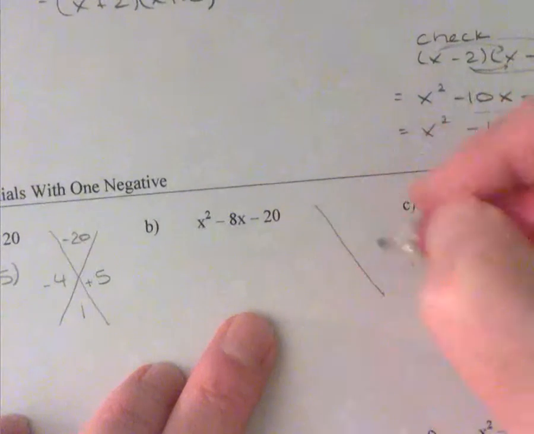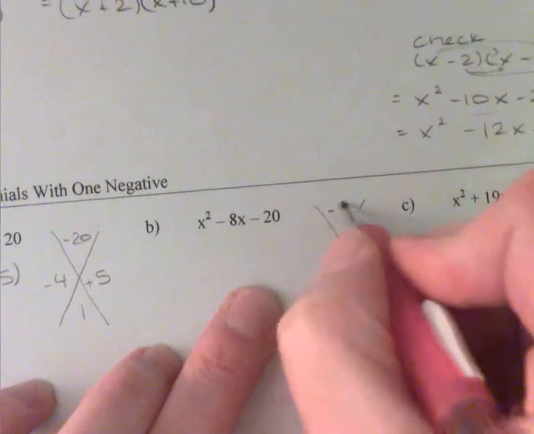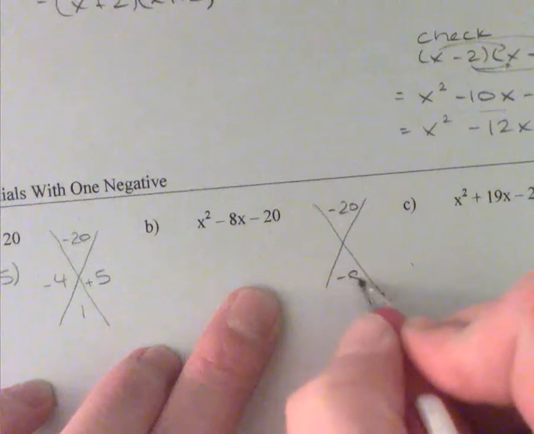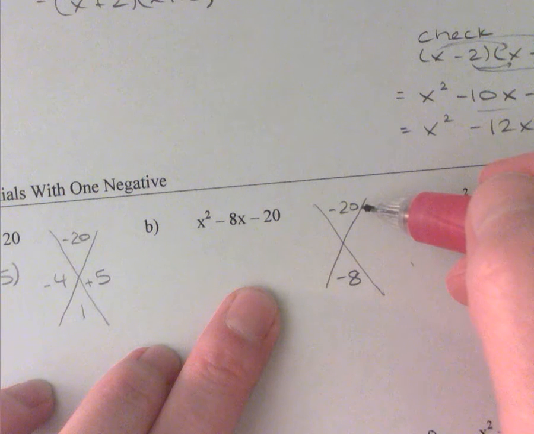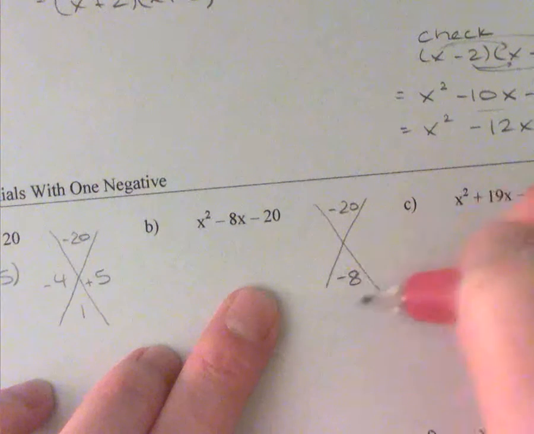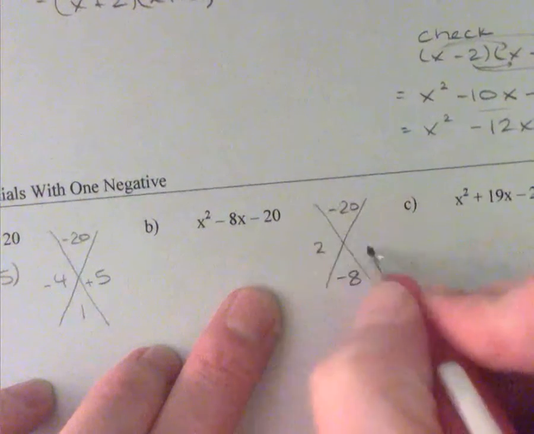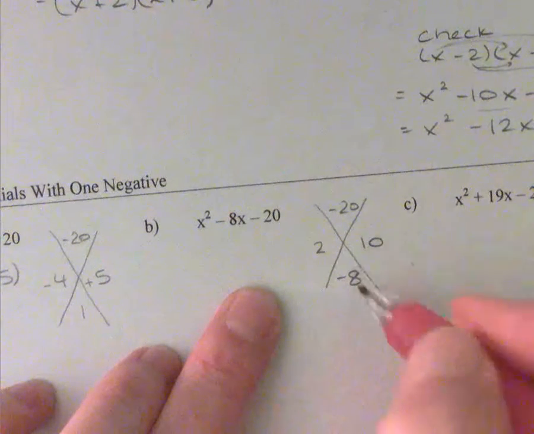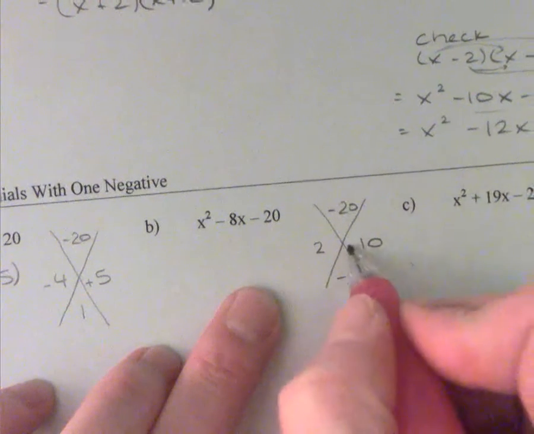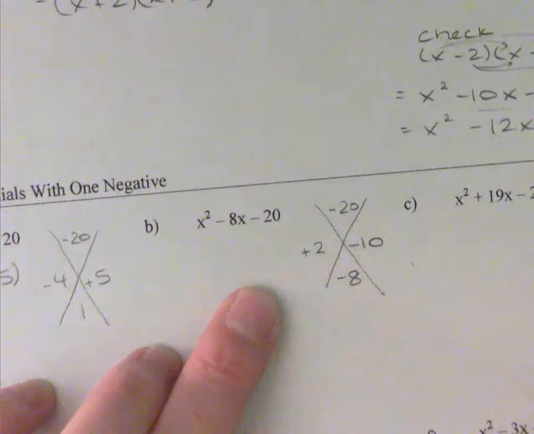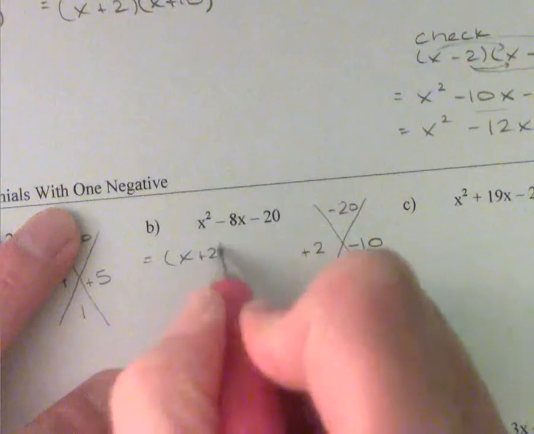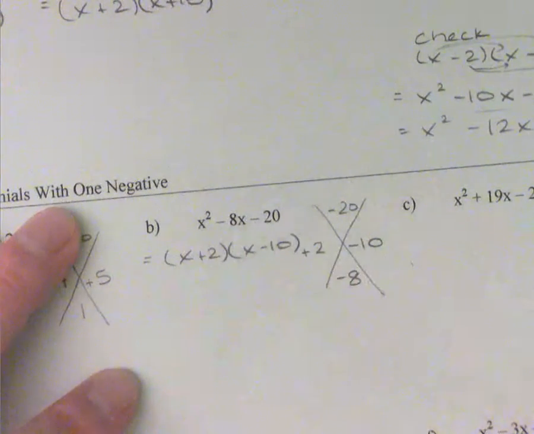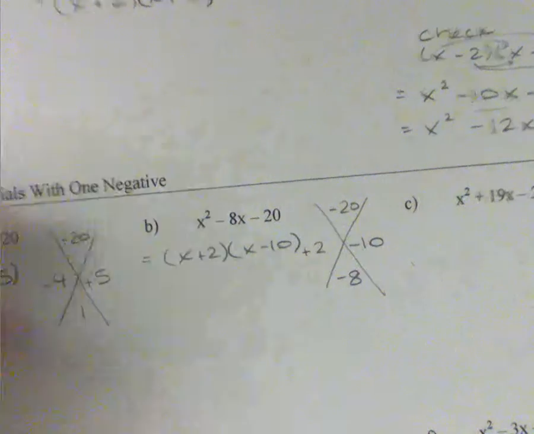Let's look at another one. So I have minus 20 and minus 8. So I look at the numbers that multiply to minus 20. I have 1 and 20, 2 and 10, and 4 and 5. I have to get to minus 8. So that would be 2 and 10. 8 is negative, so that means 10 will be negative and 2 will be positive. So I have x plus 2 and x minus 10.